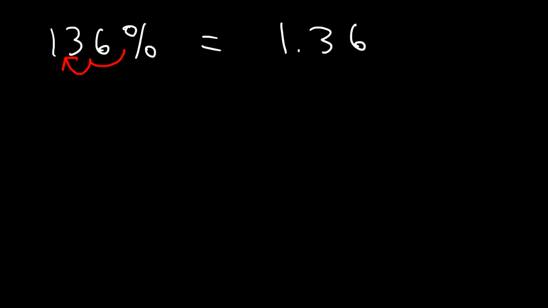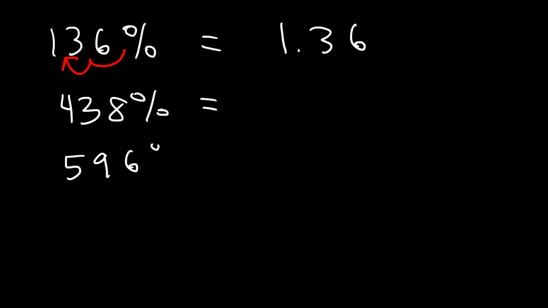Now sometimes you may have a percentage that's larger than 100. So what is the decimal value of 136%? So if we take the decimal point and move it 2 units to the left, it's going to be between the 1 and the 3. So this equates to 1.36. So based on that example, convert these values into a decimal.